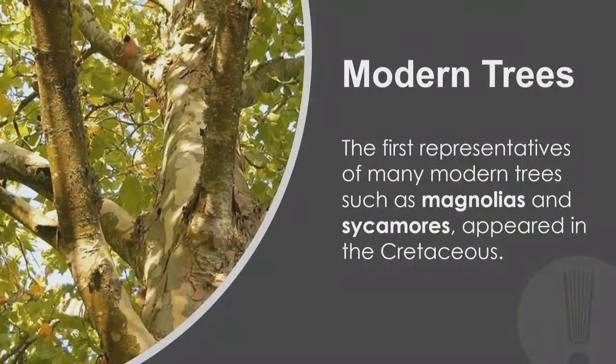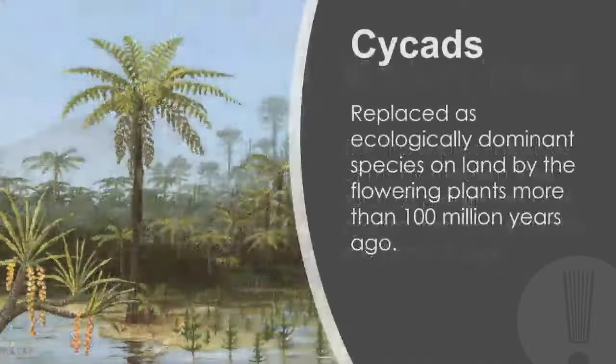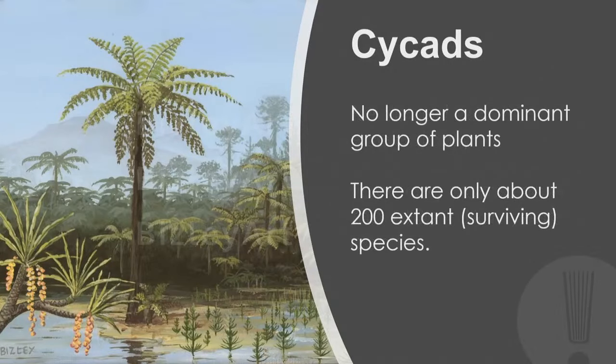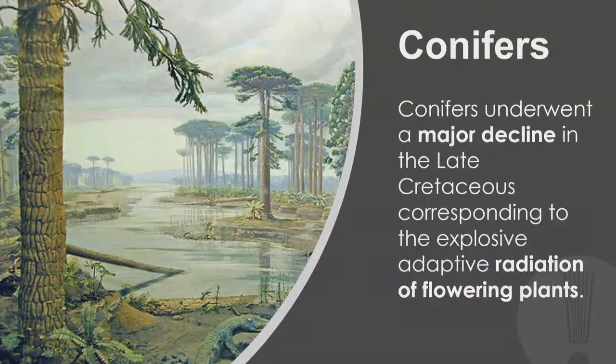The first representatives of many modern trees, such as magnolias and sycamores, start to appear in the Cretaceous. Cycads were replaced by flowering plants about 100 million years ago as the most ecologically dominant. Flowering plants tend to take over. There are only about 20 surviving species of cycads today. Conifers underwent a major decline in the late Cretaceous, corresponding with the explosive adaptive radiation of flowering plants.